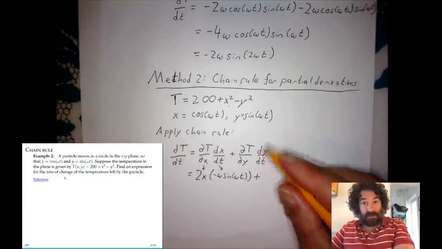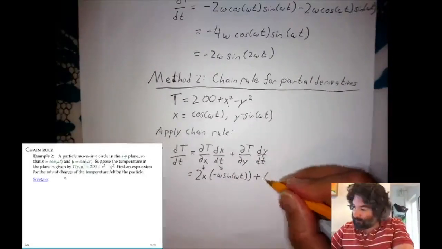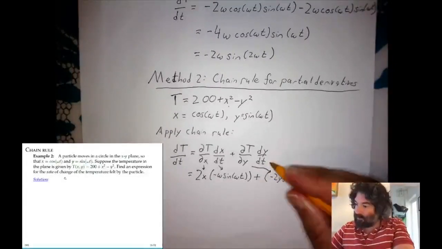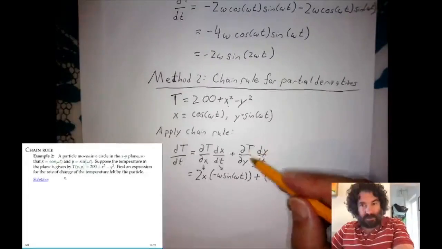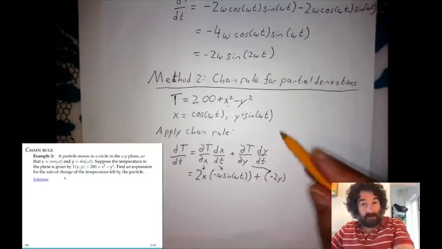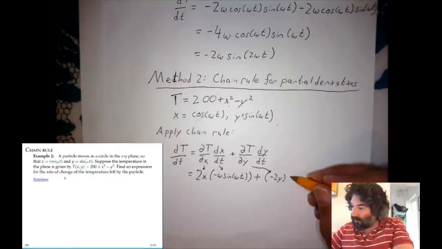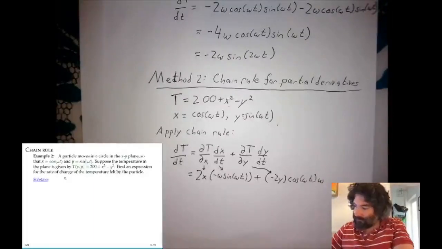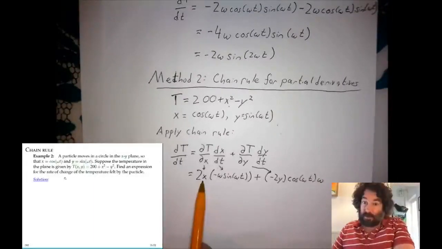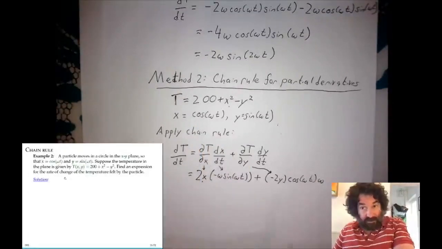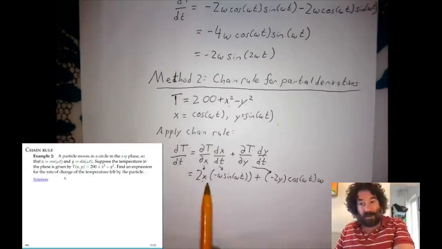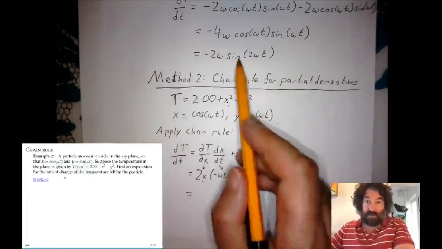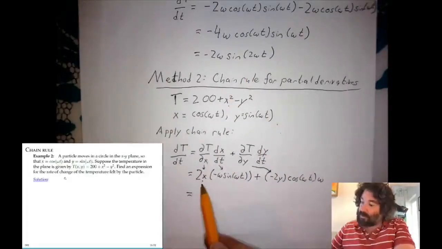Plus dT/dy is minus 2y. I may have said that wrong. dT/dy is minus 2y. dy/dt is cosine of omega t times omega. Okay, and then we can plug back in, substitute in what x and y are here if we want to get everything in terms of t, or in some cases it might actually be more convenient to leave this in terms of x and y. This is the derivative, but in order to check that it gives the same formula as from the other method, let's substitute in what x and y are.